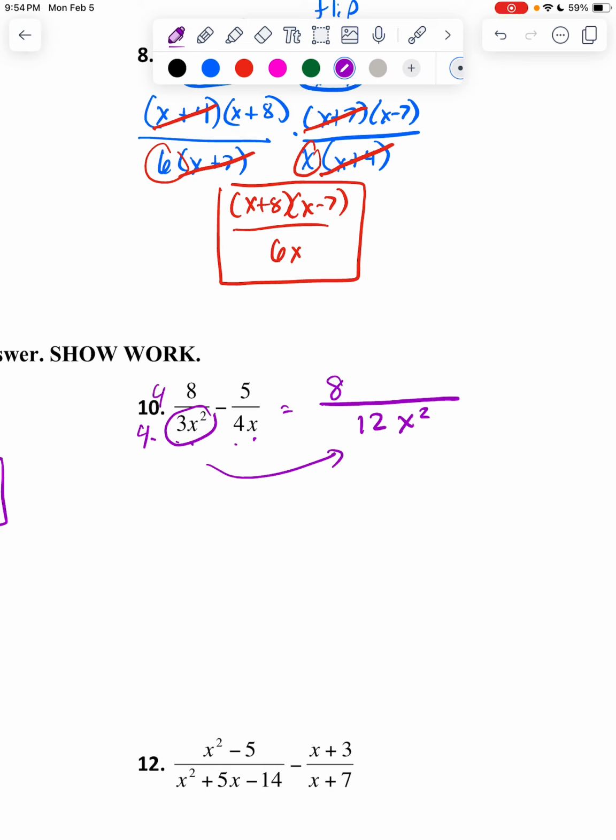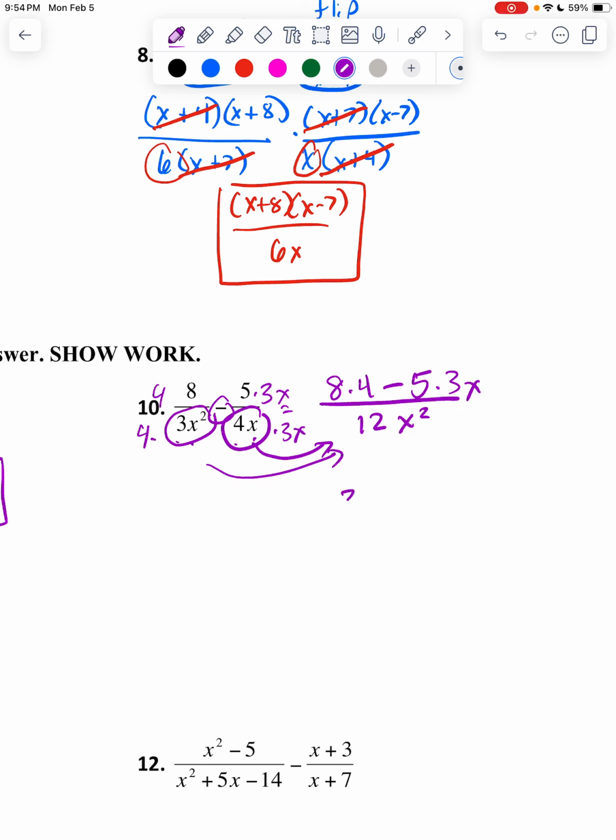So I'll take the top of that fraction and multiply it by 4 as well. Subtraction sign, then I got a 5. 5 is over 4x, and for 4x to be 12x squared, I have to multiply it by 3x. So I multiply the top, which is the 5, by 3x.